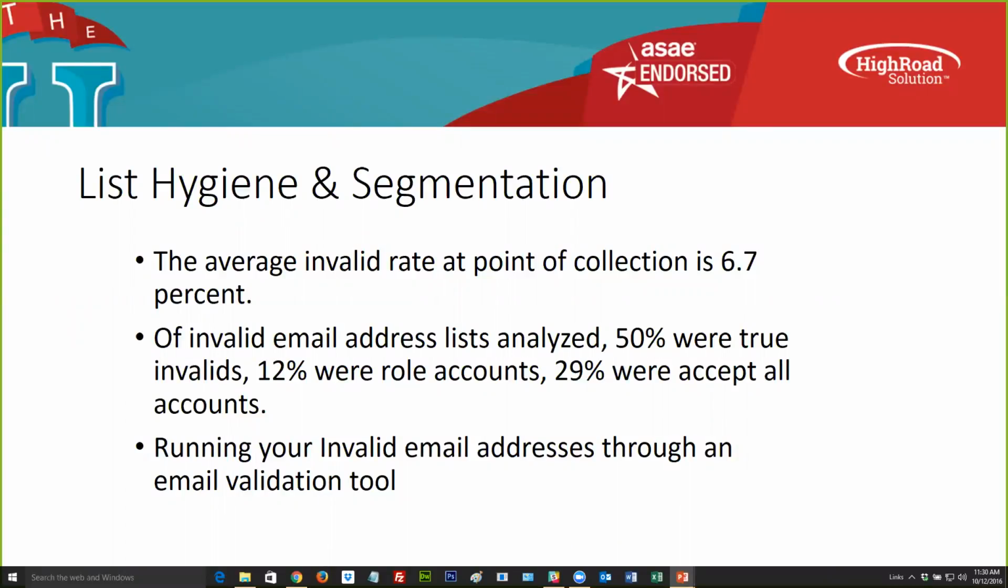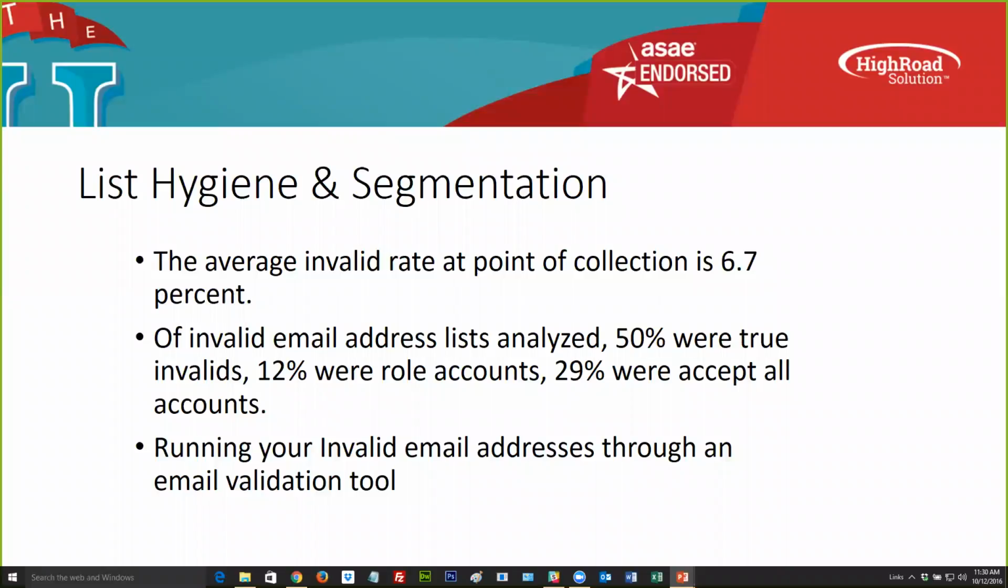List hygiene and segmentation: the average invalid rate at the point of collection is 6.7%. So that means somebody's mistyping, they're fat-fingering, or they're doing it on purpose, right? Generally not a problem for associations because they're trying to become a member and they're going to give you their correct email address. But they can mistype things, right? So of the invalid email addresses analyzed, 50% were true invalids, 12% were role accounts, 29% were accept-all. And those statistics are from an email validation report where we actually look at all of the invalid email addresses in a database.